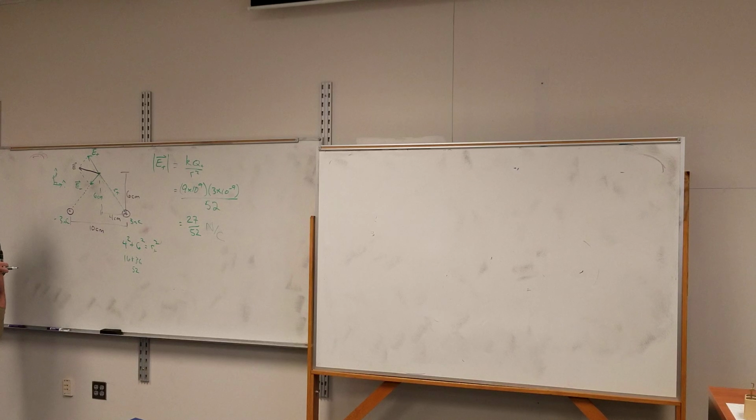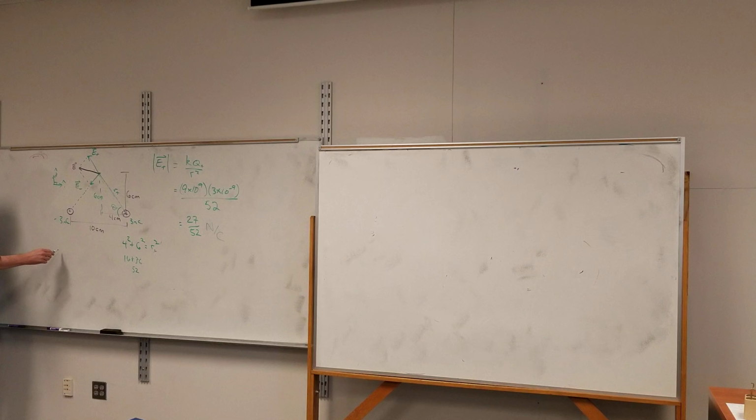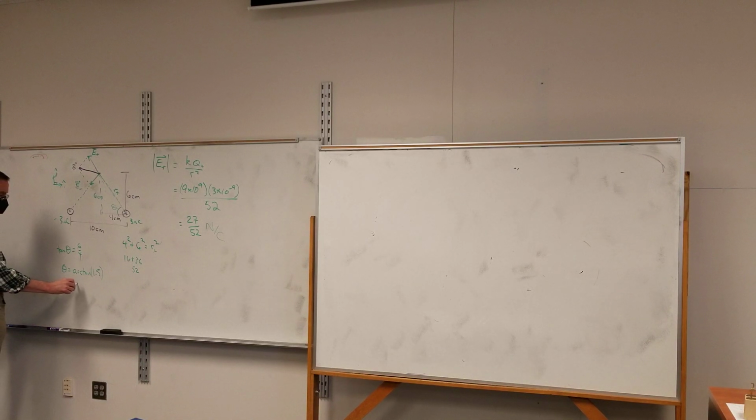All right, so now the direction. Well, I know physically that's 4 centimeters and that's 6 centimeters, so I could use a little trick to figure out what that angle is. The tangent of theta is 6 over 4, so theta is the arctan of 1.5. And if someone would be kind enough to tell me what the arctan of 1.5 is. 56.31 degrees. Thank you.